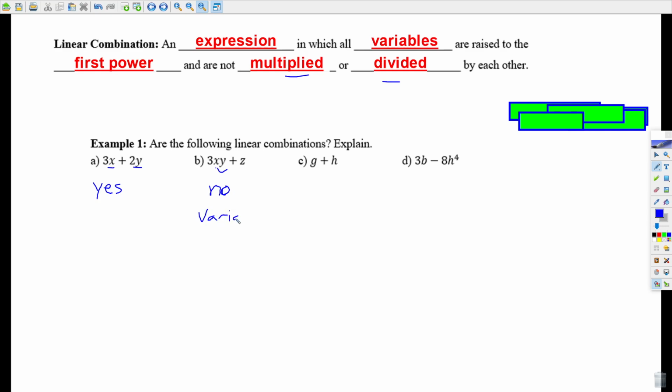So the variables are multiplied together.